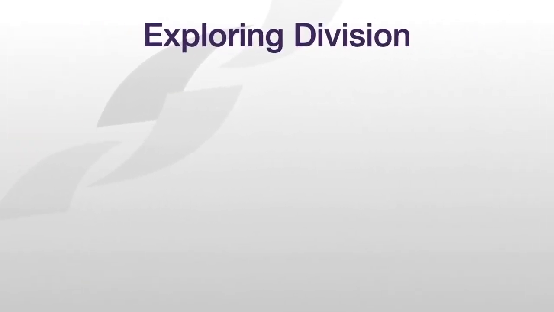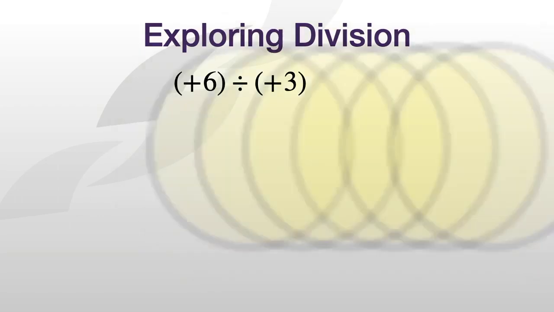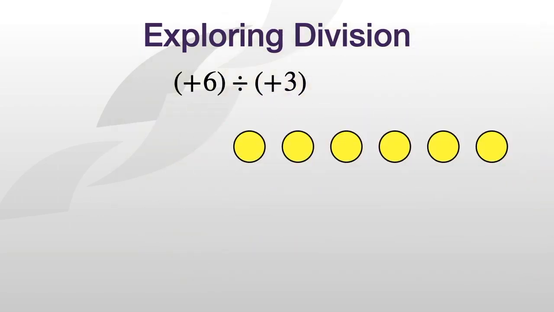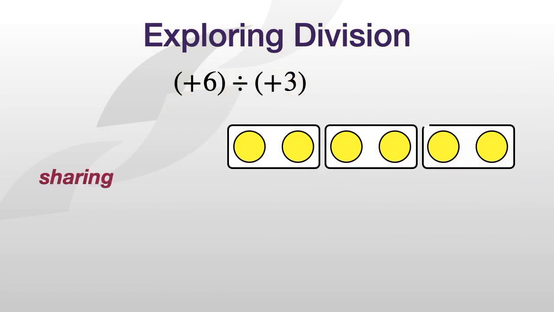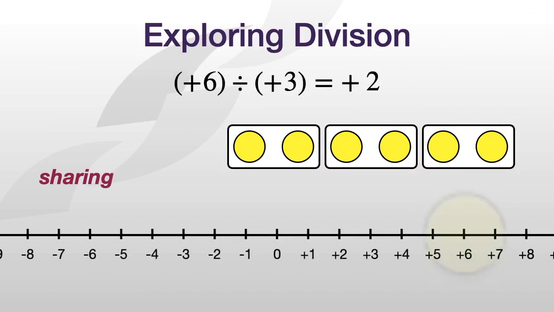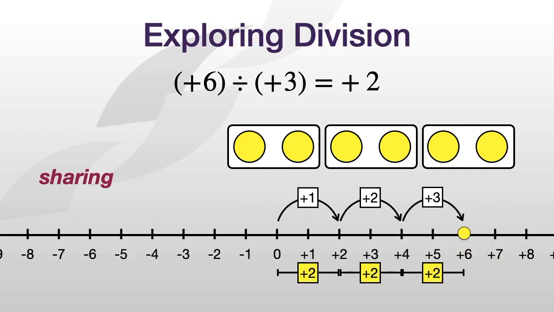Consider positive 6 divided by positive 3. Positive 6 can be represented using 6 yellow counters. Dividing as sharing leads to 3 groups of counters. In each group, there are 2 positive yellow counters. On a number line, dividing as sharing means 3 jumps in place of groups. Each jump is 2 units to the right.